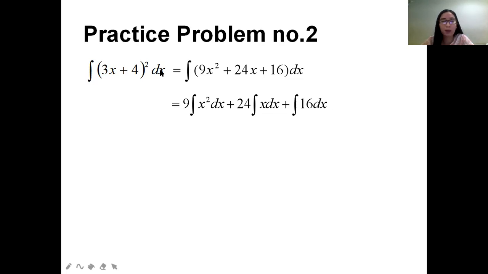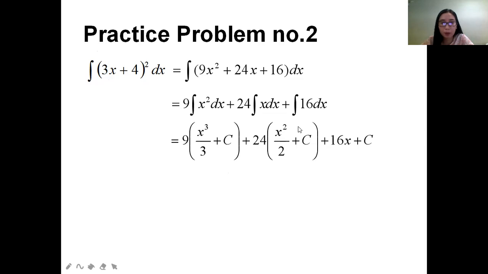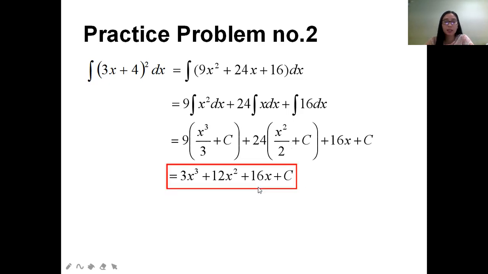By now you should be masters at expanding these expressions. Anyway, after you have done that step, we perform the integration process. Using the power rule for integration again, we use x to the power of n plus 1 over n plus 1. So we have 9 quantity x cubed over 3 plus c plus 24 quantity x squared over 2 plus c plus 16x plus c. So we simplify our answer. So we have 3x cubed plus 12x squared plus 16x plus c.